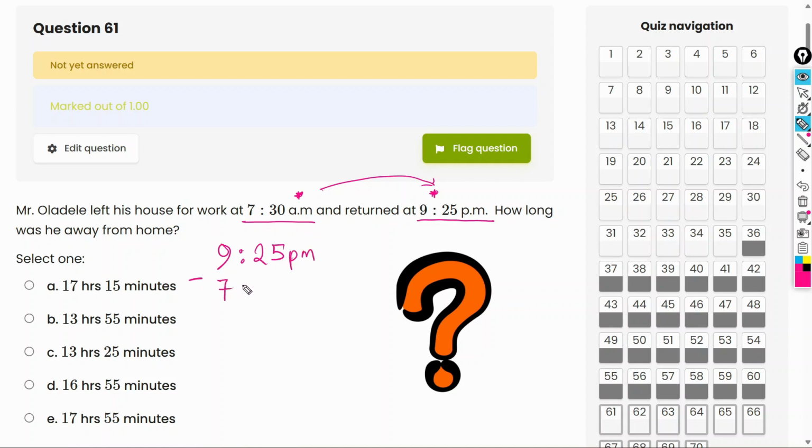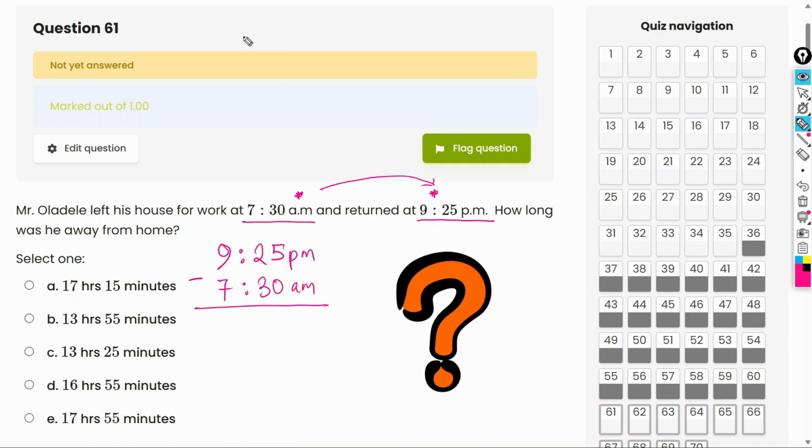minus 7:30 a.m. Now, whenever you're subtracting time and you have a case where you have to take away a.m. from p.m., what you should do is to change them both to hours. Now, 7:30 a.m. is the same as 7:30 hours, or 7 hours, 30 minutes from midnight, but 9:25 p.m. is not the same thing.